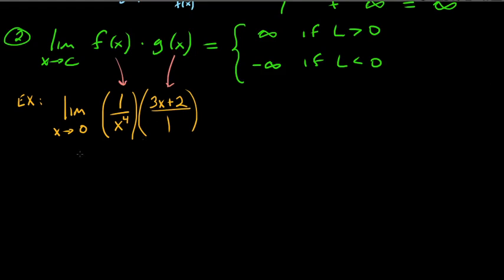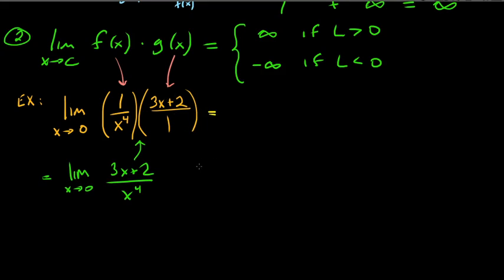So I'm just multiplying two functions, right? Of course, you could think of this as just 3x plus 2 all over x to the 4th. And in fact, if you see that, you probably want to split this up like this. Okay.